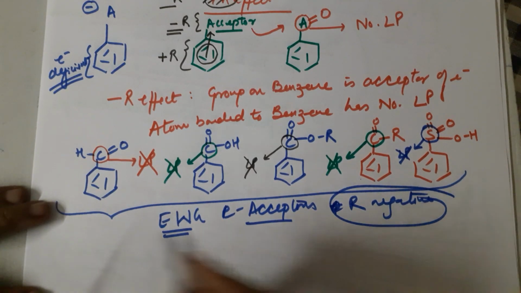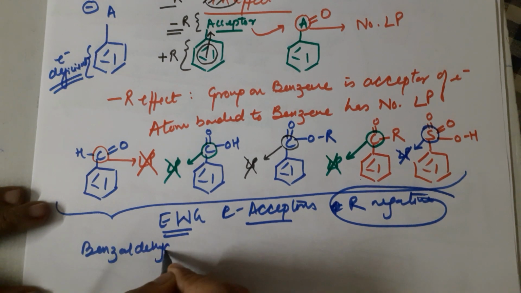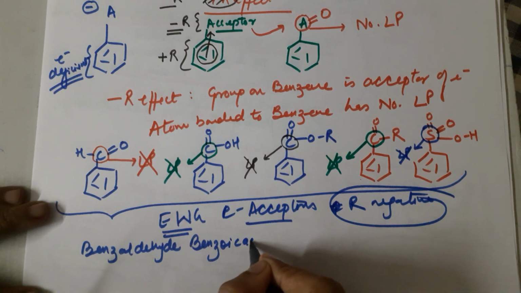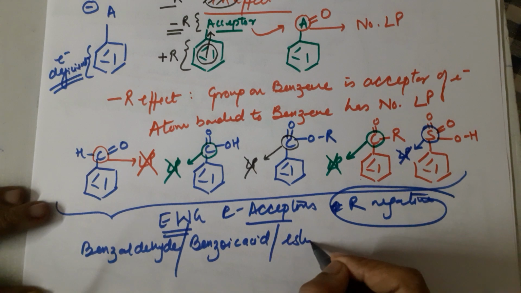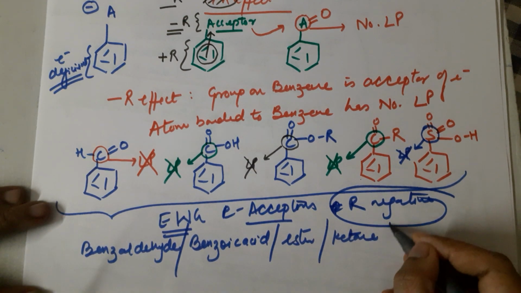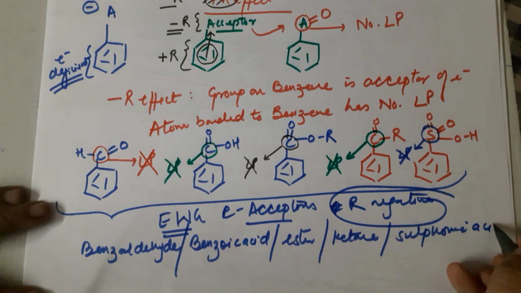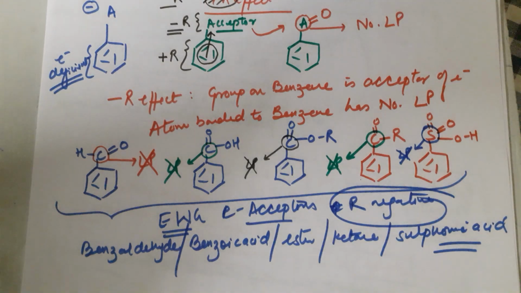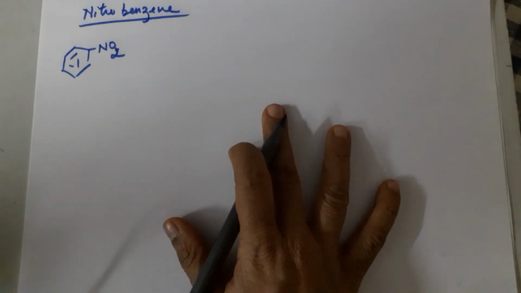So under this category we have benzaldehyde, benzoic acid, ester, ketone with a benzene, and sulfonic acid. I'll take one more example under this category. The next example and the last example under this category is nitrobenzene.